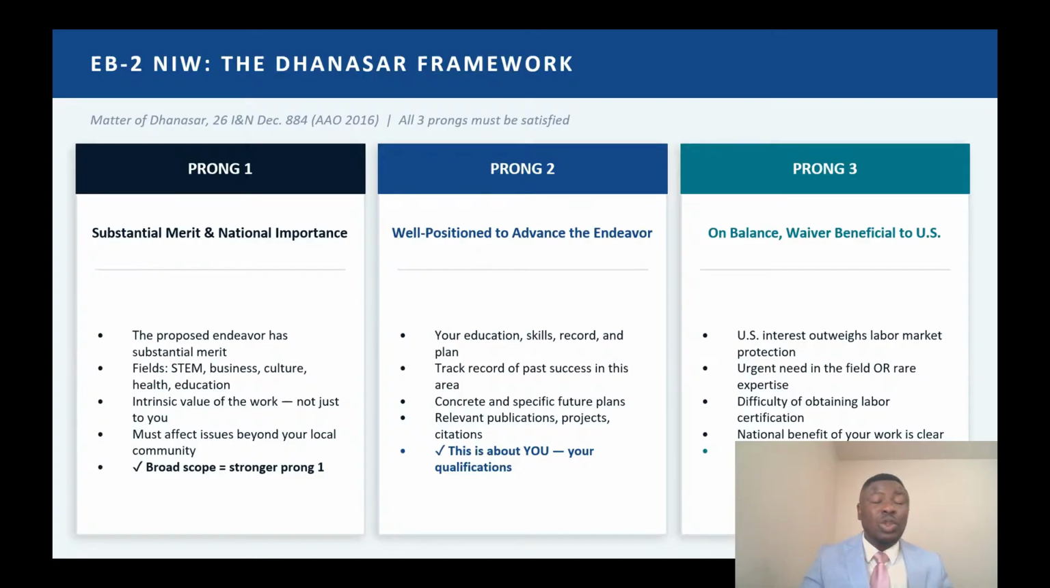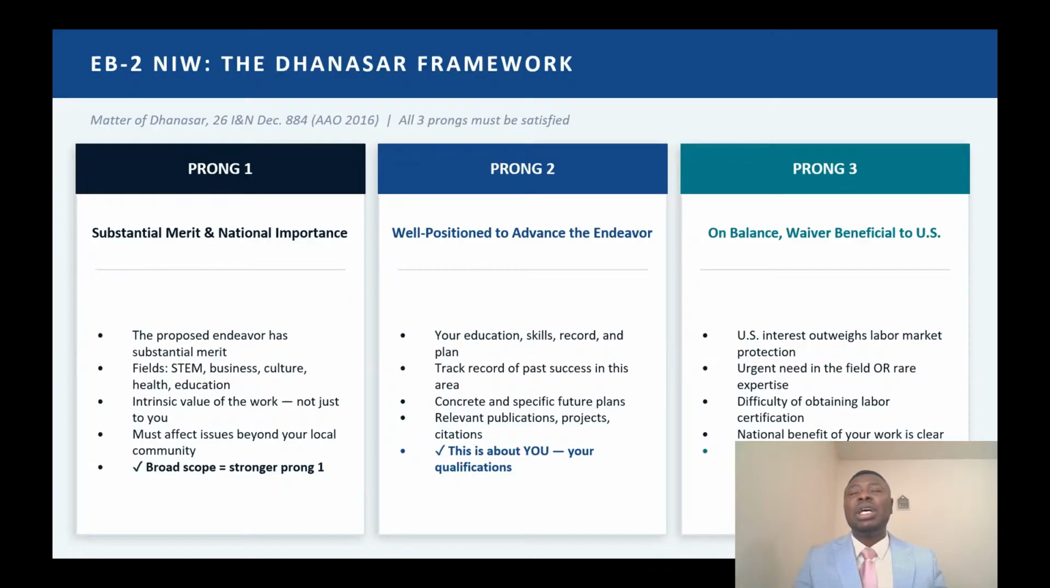So, whatever you're talking about national importance, we are talking about the scalability of the work. What will the work do at scale? What must the work do at scale? That is the first prong of the analysis.